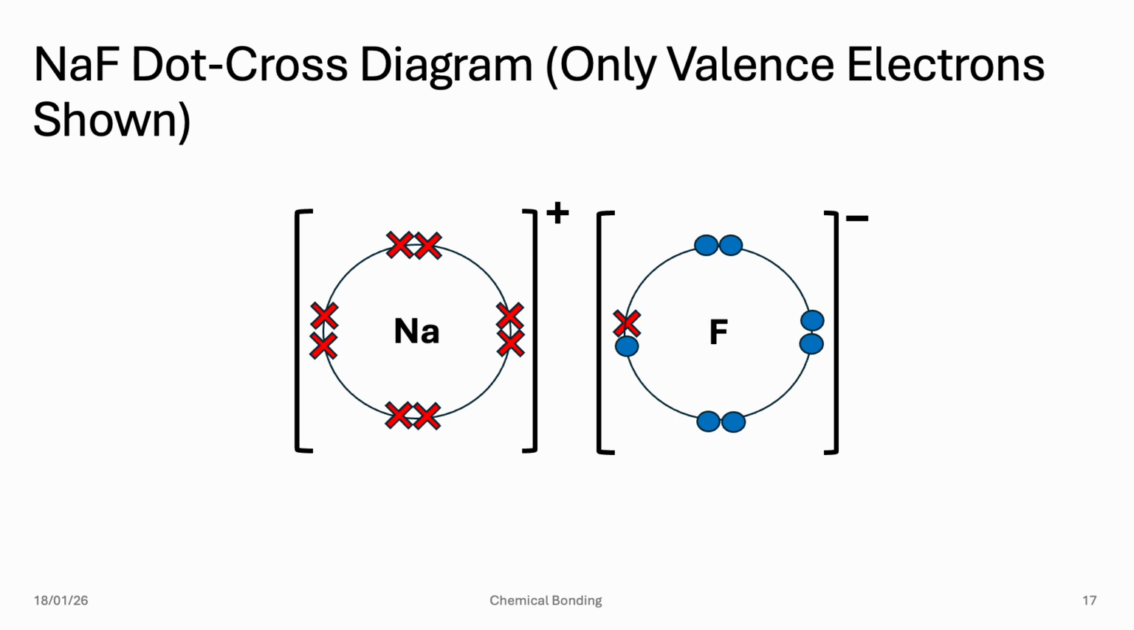And then we can also draw them with only the valence electrons remaining. We don't need to draw the electrons in the inner orbitals. Just the outer shell electrons are enough, because the outer shell electrons are the ones that are actually involved in bonding.